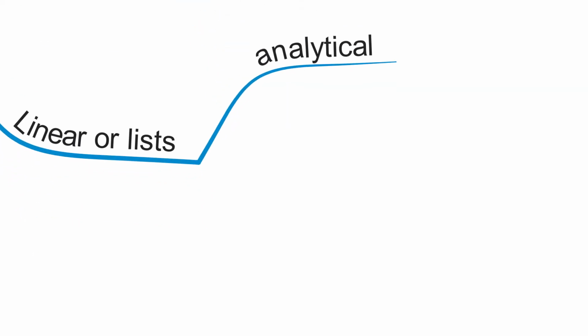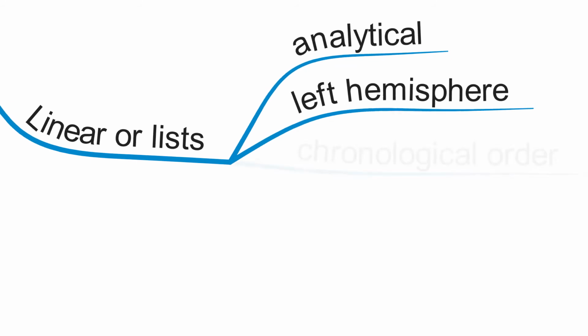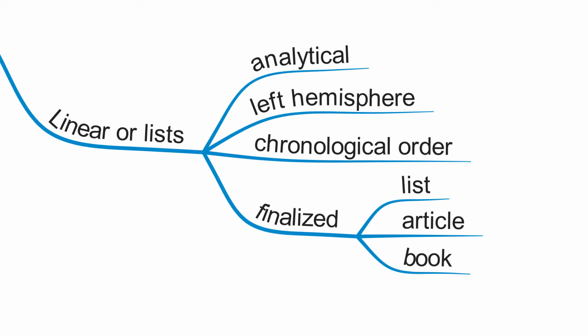And that's why the linear format or the list format is used for analytical purposes. It is used when you want to activate your left hemisphere, when analyzing things, when you want to do things in a chronological order, or if you want to finalize things like a list or an article or a book. To publish a book, you need to use the linear formatting. You can't use mind mapping when you want to publish a book.